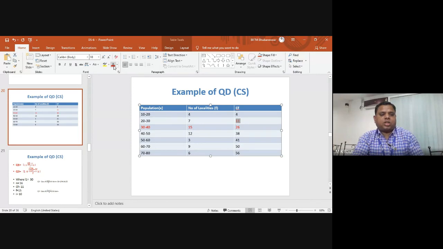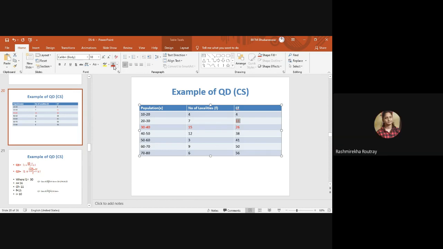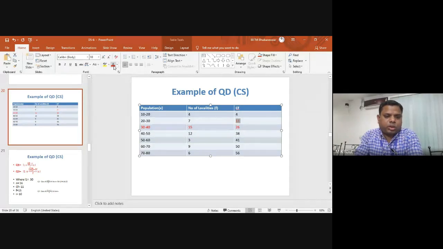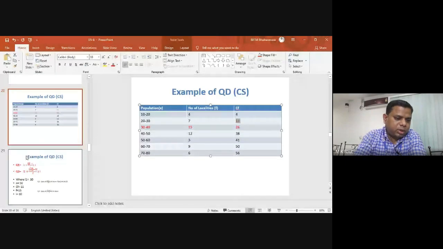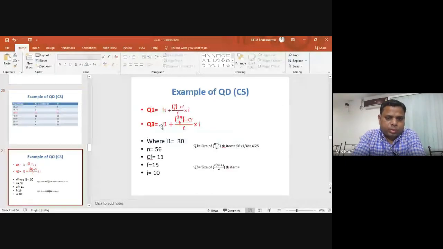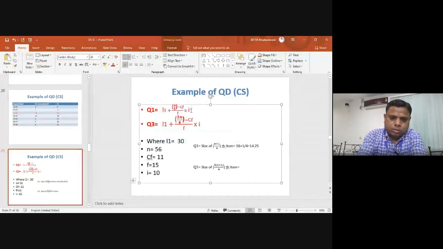Okay. So as per the formula, you get the value of L1, the value of F, the value of CF, and the value of N also. And what is the I factor here? What is the deviation from 30 to 40? That is 10. Okay, you got all the values, put the values in the formula. So if you simplify this, how much?